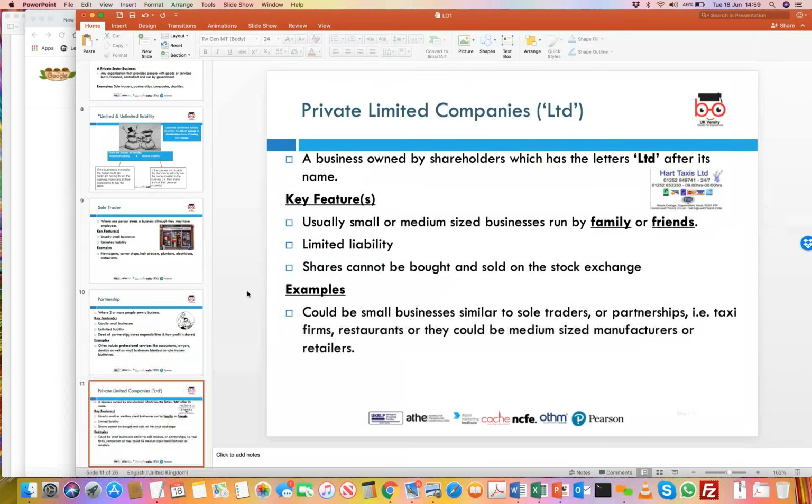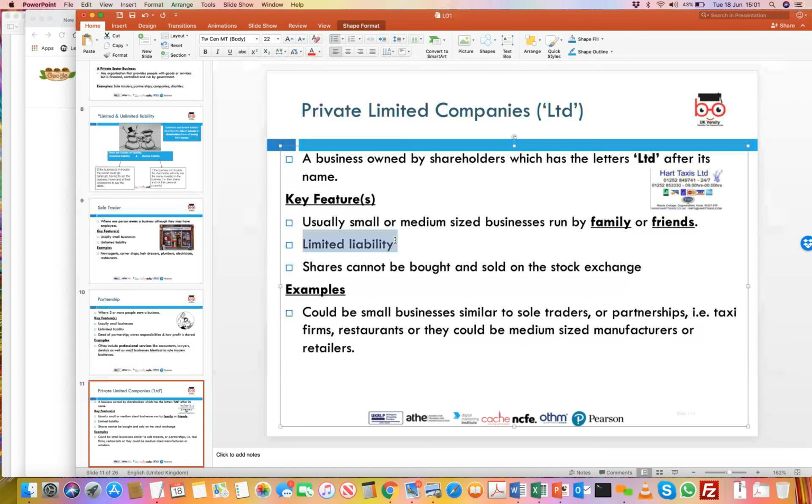Now, next we look at something called a private limited company. Here the business is owned by shareholders. That means there could be one director, two directors, there could be a non-executive director. The businesses are generally small, but they could be small or medium-sized companies, and the business can be run by families or friends. But the members or the shareholders are different from, in some cases, the directors of the business. And here the person has limited liability.